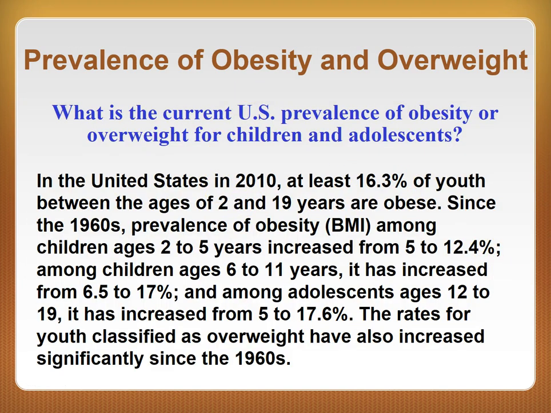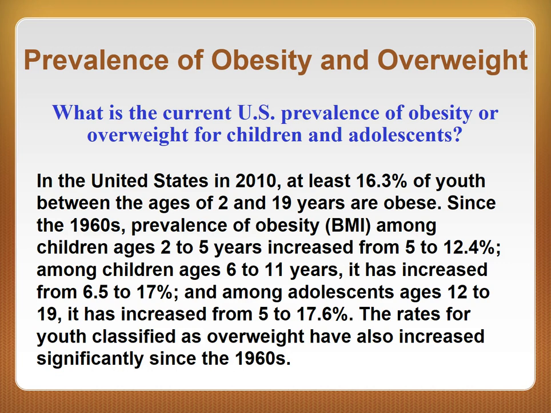The trend of an increasing prevalence of overweight and obesity among children and adolescents over the past 40 years is also disturbing. Obesity trends among children and adolescents from 1963 to 2008 are shown in the next slide. Then, what is the current U.S. prevalence of obesity or overweight for children and adolescents? In the United States in 2010, at least 16.3% of youth between the ages of 2 and 19 years are obese. Since the 1960s, prevalence of obesity among children ages 2 to 5 years increased from 5 to 12.4%. Among children ages 6 to 11 years, it has increased from 6.5 to 17%. And among adolescents ages 12 to 19, it has increased from 5 to 17.6%.